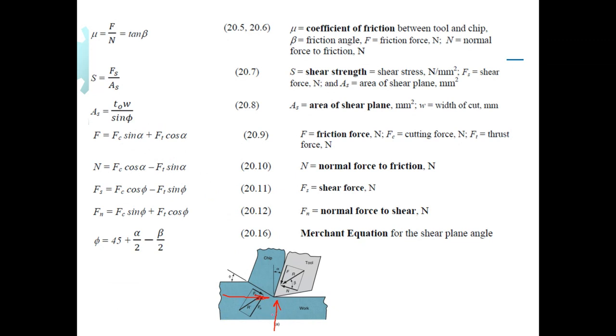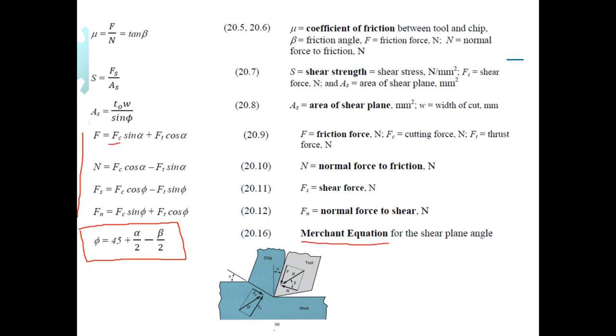These two forces can be measured directly if we have a dynamometer in place during the machining operation. So Fc and Ft can be directly measured during the machining process. However, other forces, including Fs, Fn, F, and N, cannot be directly measured while the machining process is in progress. So a scientist called Merchant has developed these equations relating these forces to one another, and he has also introduced this very useful equation down here, which is also known as the Merchant equation.